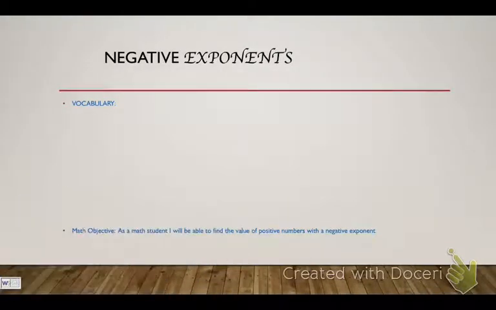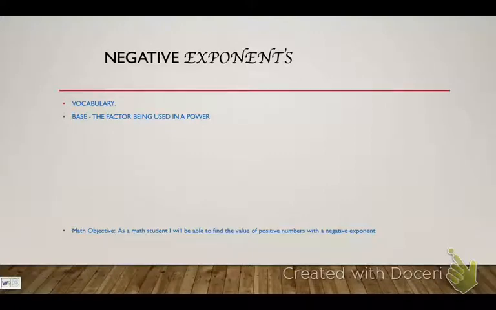All right, now remember, our objective is to be able to find the value of positive numbers with a negative exponent. Here we go, ladies and gentlemen. The very first vocabulary word you're going to see is base: the factor being used in a power.